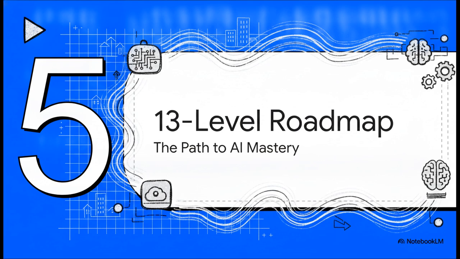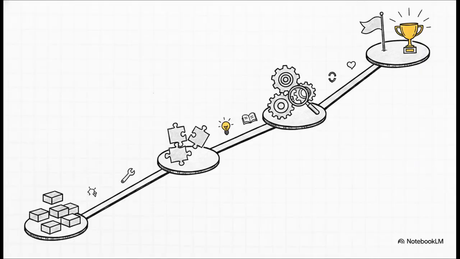Section 5. Your 13-level roadmap, the path to AI mastery. So if someone watching this explainer wants to roll up their sleeves and actually implement all these frameworks into their daily CAD workflows, what does that path actually look like? Well, the curriculum journey maps out perfectly for this. You start with the fundamentals in levels 1 through 3, where you're mastering context, persona, and prime directives, making sure you have that solid baseline.